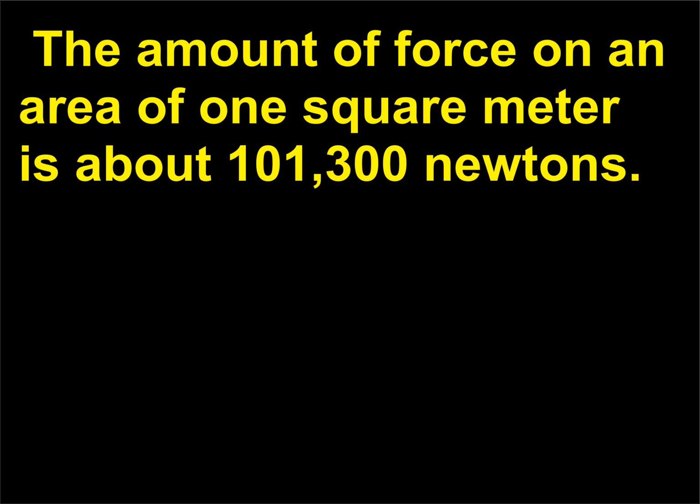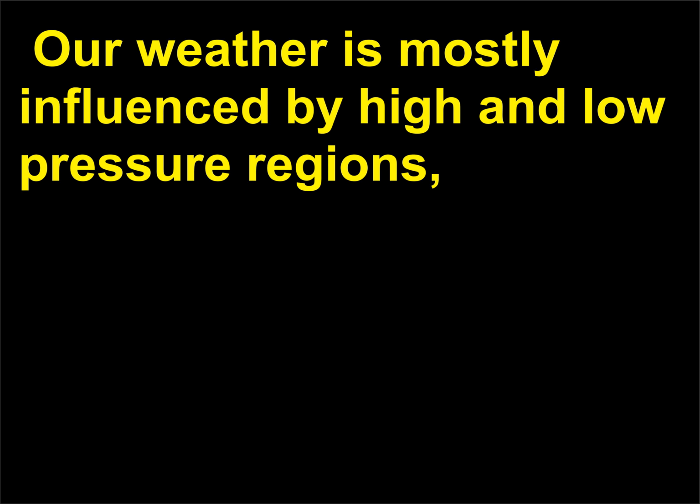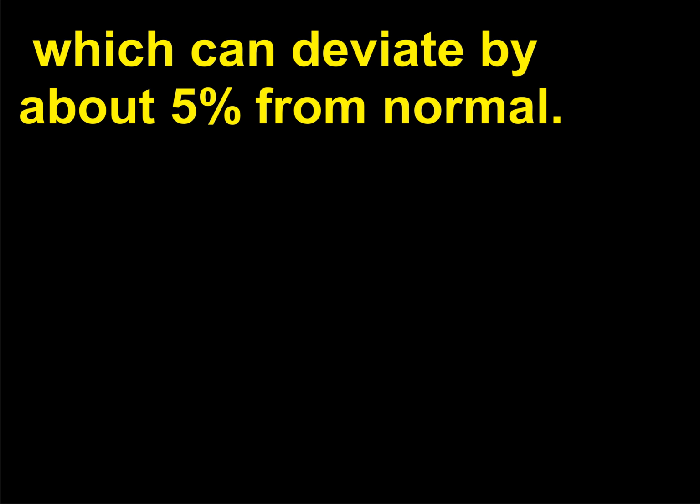The amount of force on an area of 1 square meter is about 101,300 newtons. That is, the pressure is 101.3 kPa. Atmospheric pressure varies with temperature and other conditions. Our weather is mostly influenced by high and low pressure regions, which can deviate by about 5% from normal.